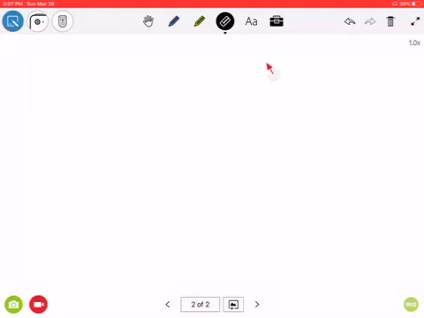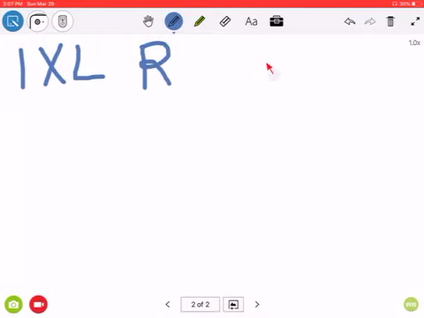Find IXL R1 and R2. Okay, just ignore that little arrow on there. R1 and R2 is all about you looking at logarithms. And we know that there is a logarithm button on our calculator.